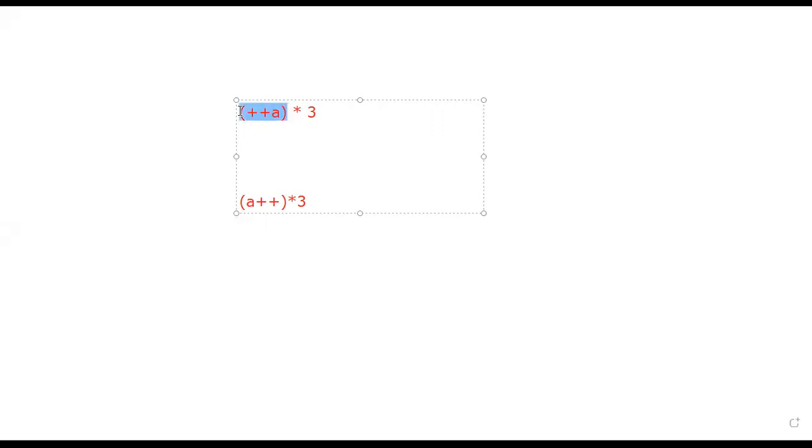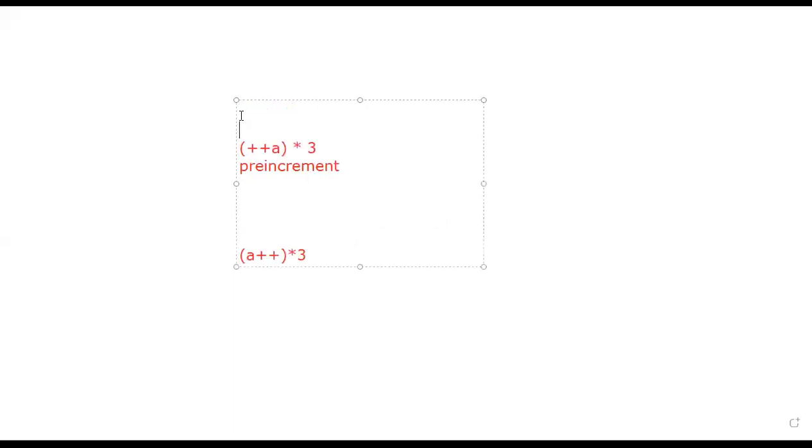If you see this ++a, it is called a pre-increment. Before evaluating the operation, the value of a is incremented. If this operator precedes a variable, the value of the variable is changed. So the value of a is going to change. Let me take the value of a as 7, guys. Suppose the value of a is 7.